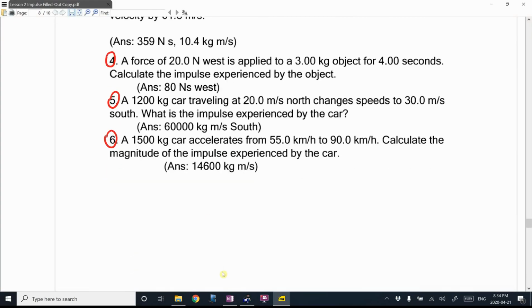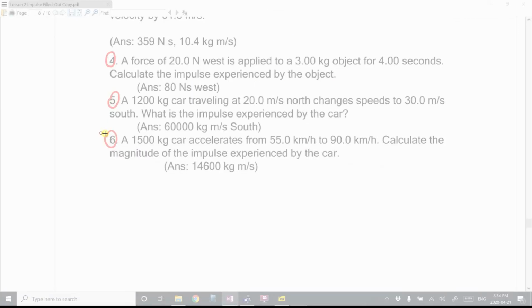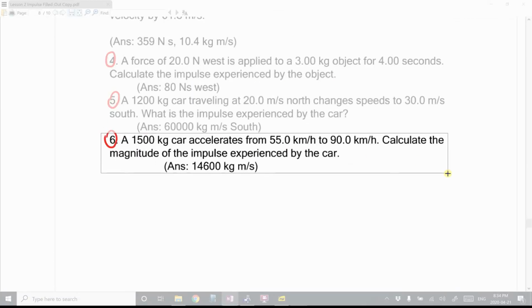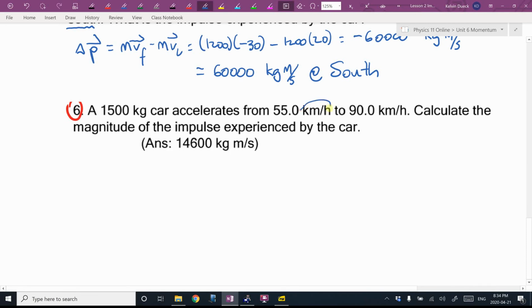Number 6. Well, the first thing I noticed with number 6 is I don't like the units, kilometers per hour. I don't see a change in direction, so because of that, I think each one of these is going to be positive. They want me to find the impulse, the change in momentum. So, okay, I'm going to go like this. And because I see a final velocity and an initial velocity, I'm going to go like that.